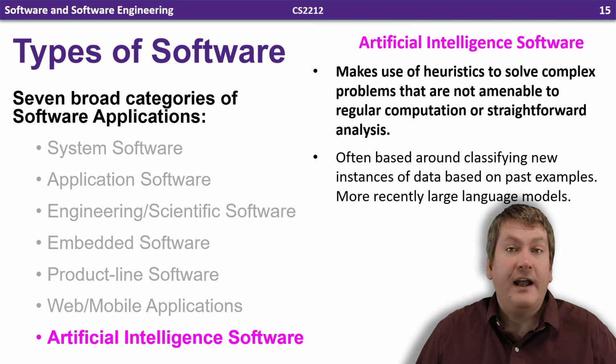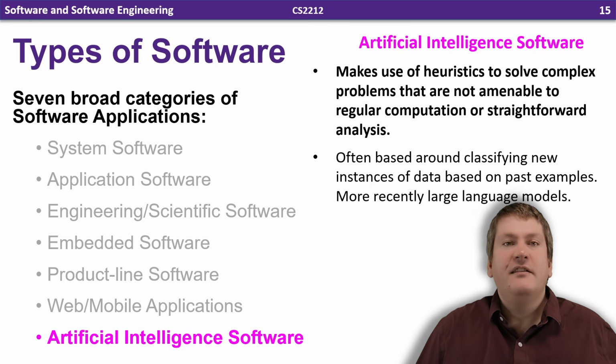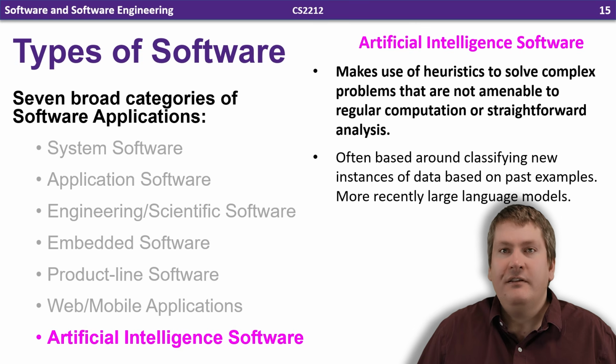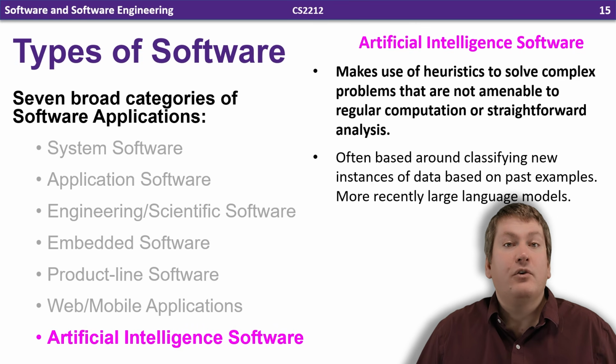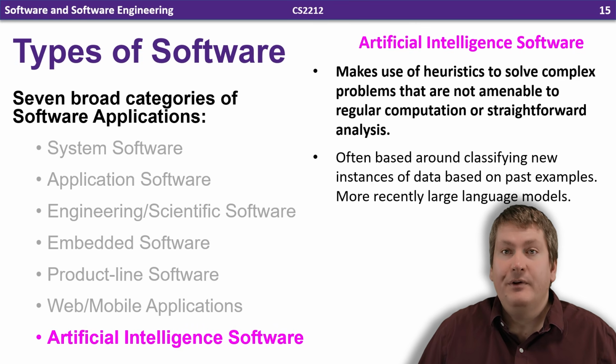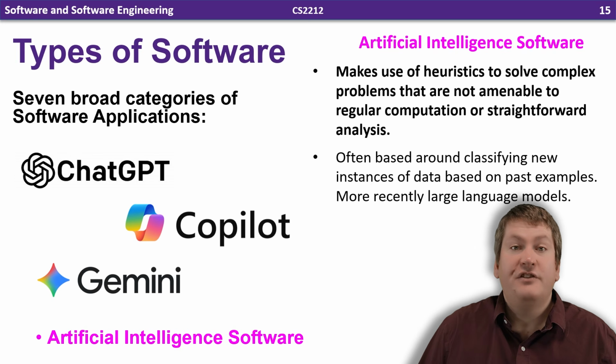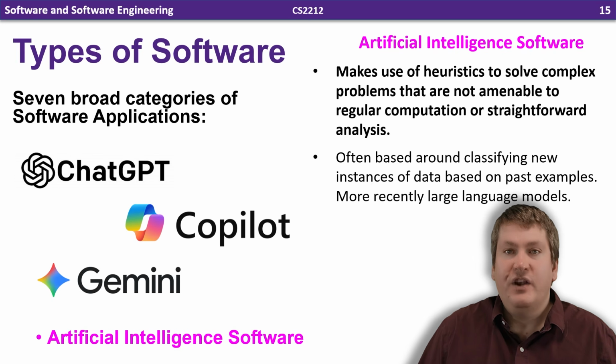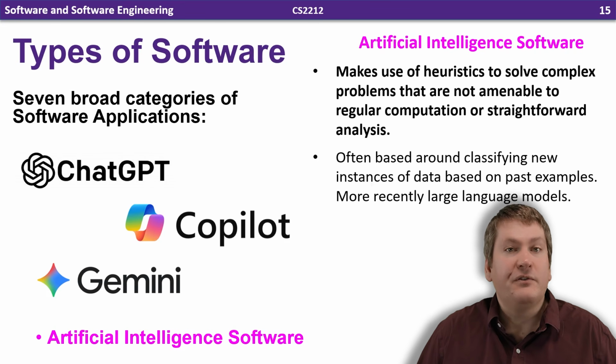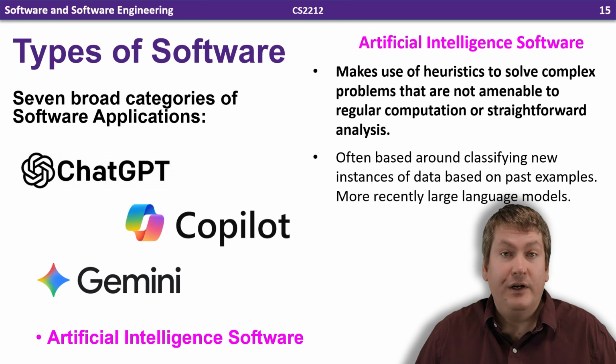Traditionally, a common use of AI software like this was this kind of classification. However, a rapidly growing use case is generative models that create new outputs based on examples rather than a simple classification. One example would be large language models, such as ChatGPT, Copilot, and Gemini. These are used for natural language processing tasks and creating text-based outputs.